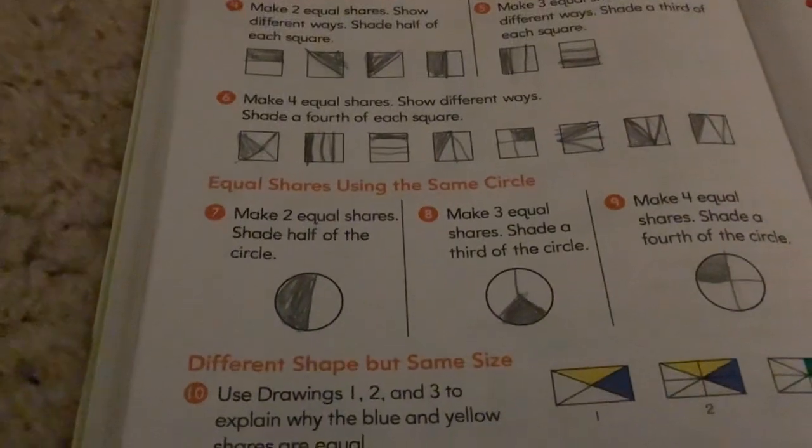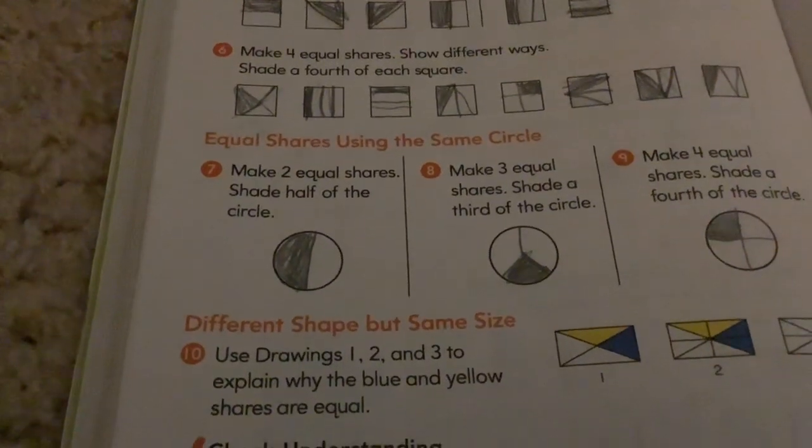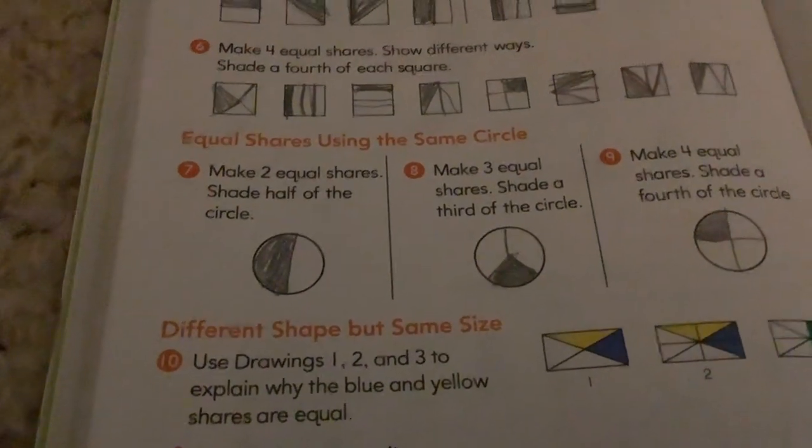Let's see. You're right, Quack! You got it correct. Equal shares using the same circle. Make 2 equal shares, shade half of the circle. Not only does it work on rectangles and squares, but it also works on circles even. Try it! Let's see.